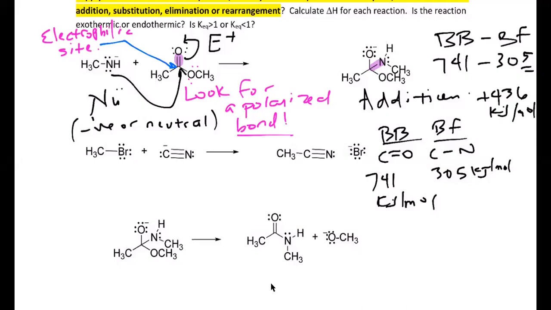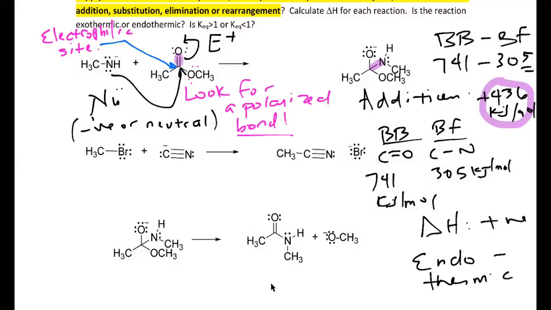Are we following that? Yes, sir. Plus 436. What does that mean in terms of whether the reaction is exothermic or endothermic? That's a big number, by the way. Very big number. Wouldn't it be endothermic? It will be endothermic. Very good. It's endothermic. Why? Because delta H is positive, right? And if delta H is positive, the reaction is endothermic.